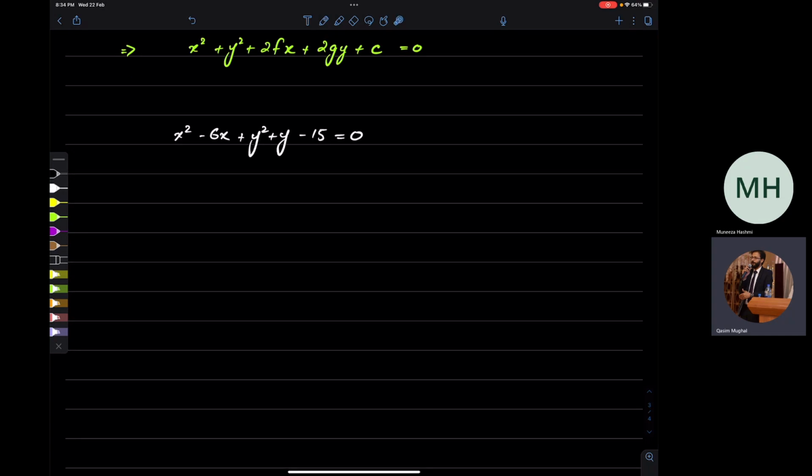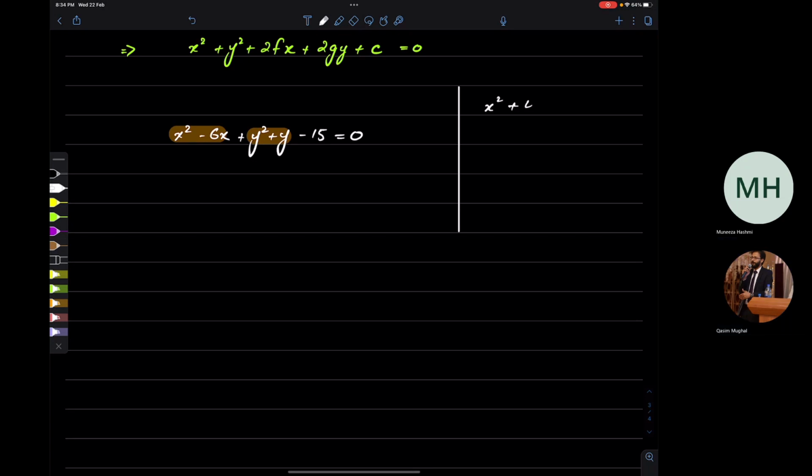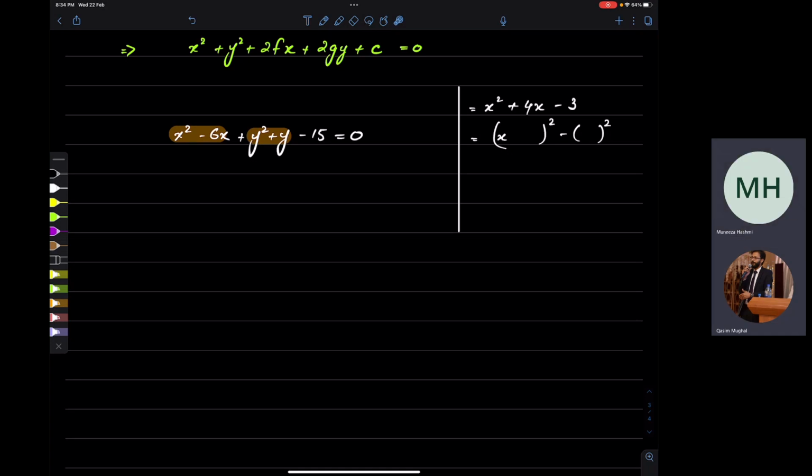So I'm going to apply completing the square on this part of the equation as well as this part of the equation. Just a quick recap on completing the square. For example, if you have x squared plus 4x minus 3, to apply completing the square, I'll be doing x, then I put the same sign as the linear term. Here it's positive.